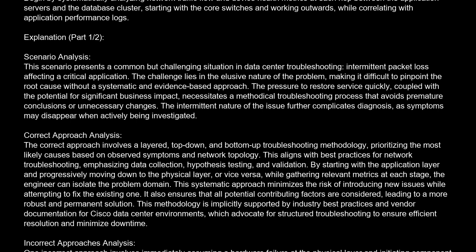Correct approach analysis. The correct approach involves a layered, top-down and bottom-up troubleshooting methodology, prioritizing the most likely causes based on observed symptoms and network topology. This aligns with best practices for network troubleshooting, emphasizing data collection, hypothesis testing, and validation. By starting with the application layer and progressively moving down to the physical layer, or vice versa, while gathering relevant metrics at each stage, the engineer can isolate the problem domain. This systematic approach minimizes the risk of introducing new issues while attempting to fix the existing one. It also ensures that all potential contributing factors are considered, leading to a more robust and permanent solution.